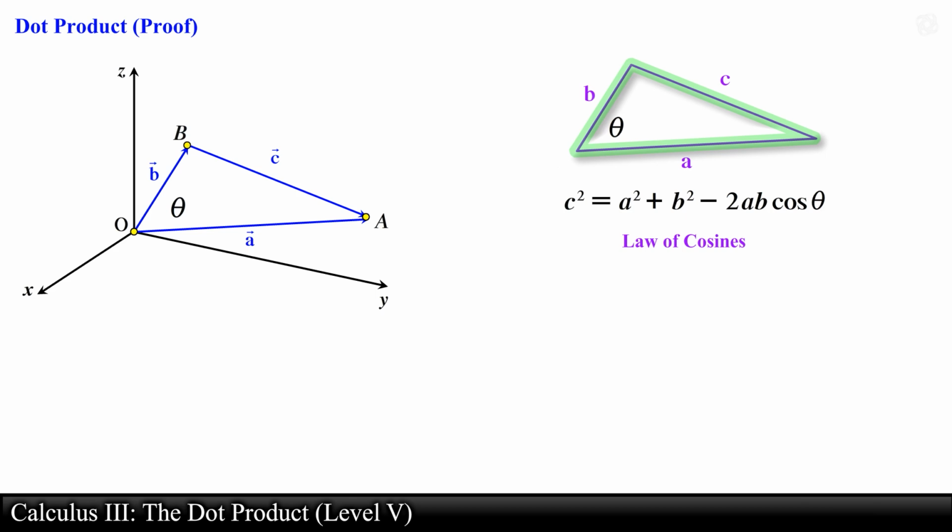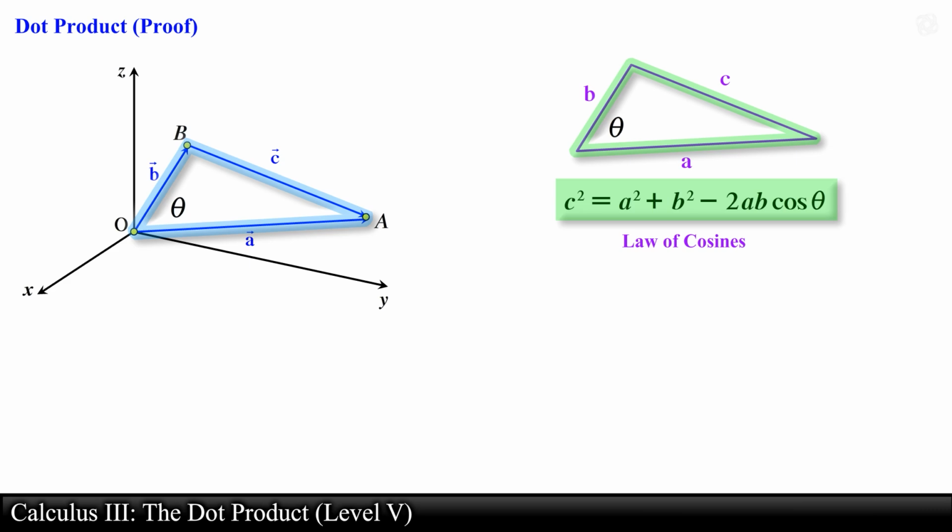Recall that if you had a scalene triangle with lengths A, B, and C, and theta, the expression for the law of cosines would be c squared equals a squared plus b squared minus 2 times the product of a and b times cosine of theta. Unfortunately, our triangle is formed by vectors, but we can use the law of cosines to start our proof.